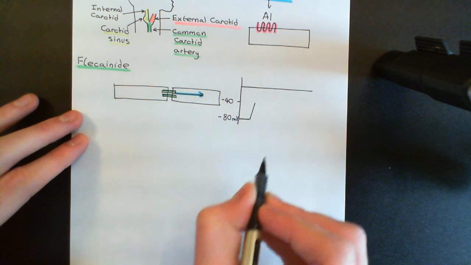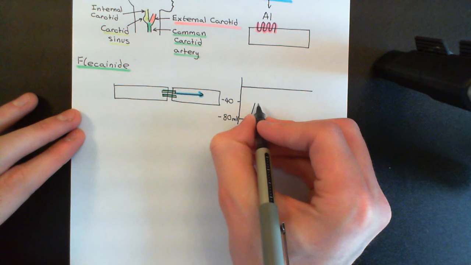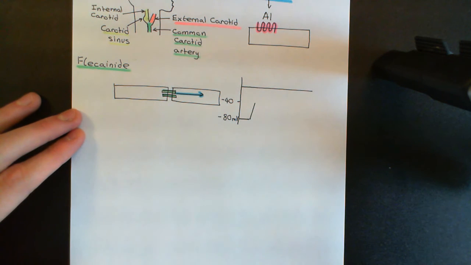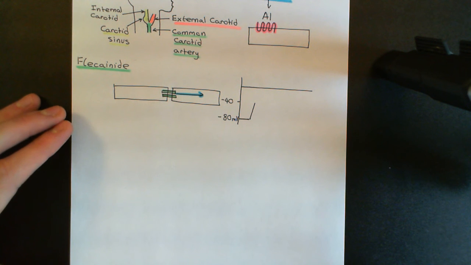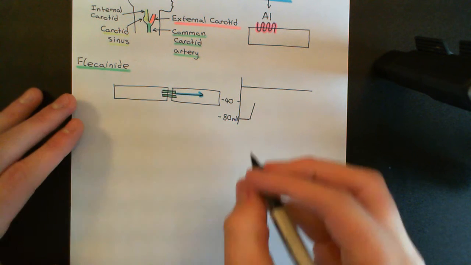Okay, so here we've got negative 40, and that is the threshold potential for the opening of voltage-gated sodium channels. So remember this big difference. In the sinoatrial node and atrioventricular nodal cardiomyocytes, it's voltage-gated calcium channels that cause the upstroke of the action potential. In normal contractile cardiomyocytes and also in the bundle of His cardiomyocytes, it is voltage-gated sodium channels that cause the upstroke of the action potential.